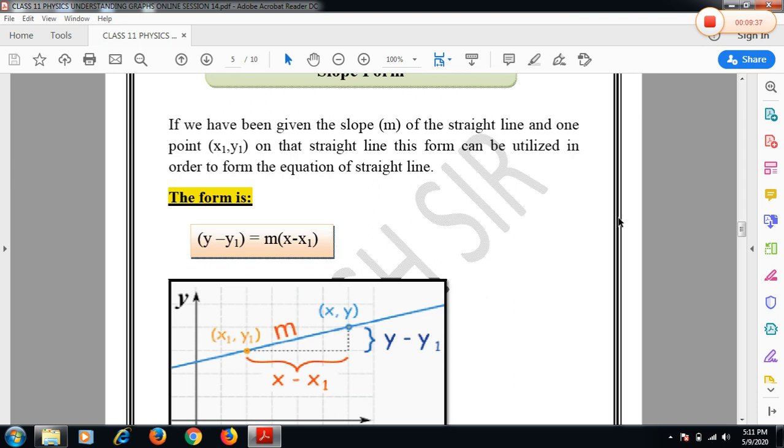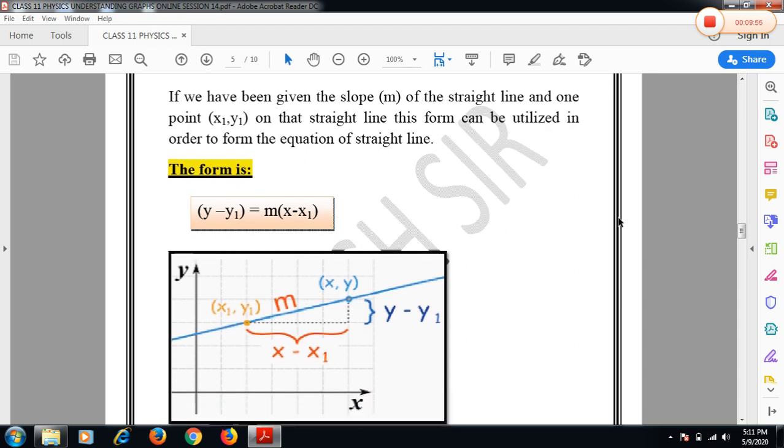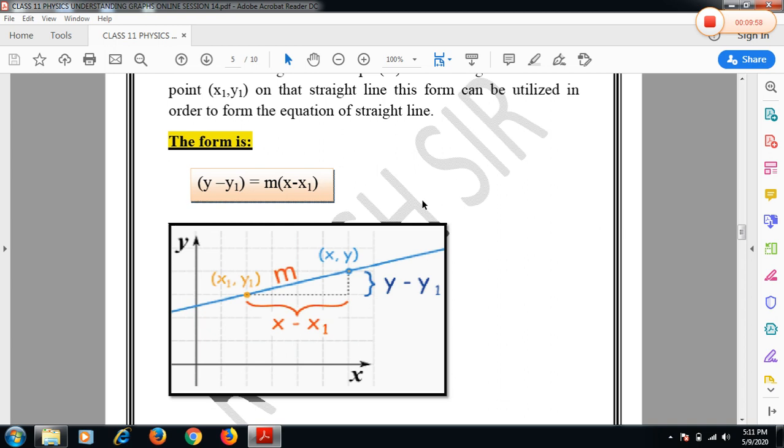Now, what will we do if we have been given only the slope m of the straight line and one point (x1, y1) on that straight line? Then this form can be easily utilized in order to form the equation of a straight line. So this form is y minus y1 equals m into x minus x1.